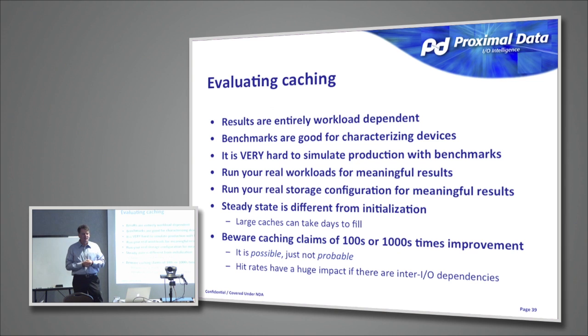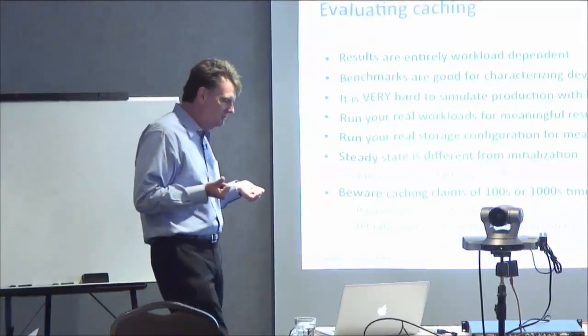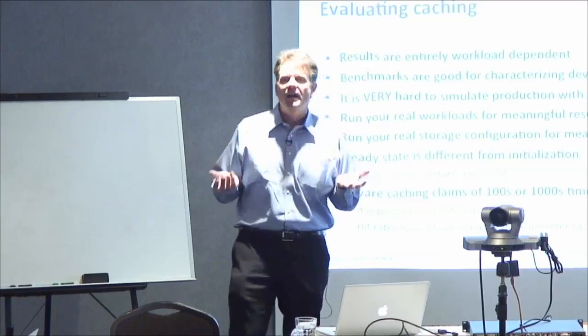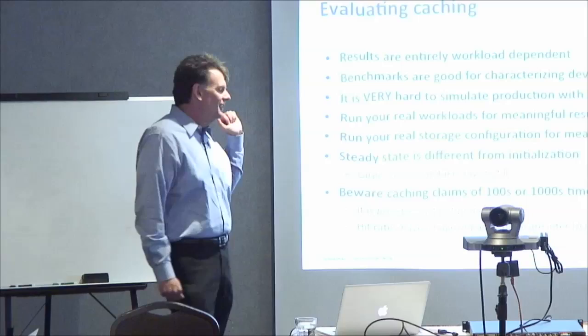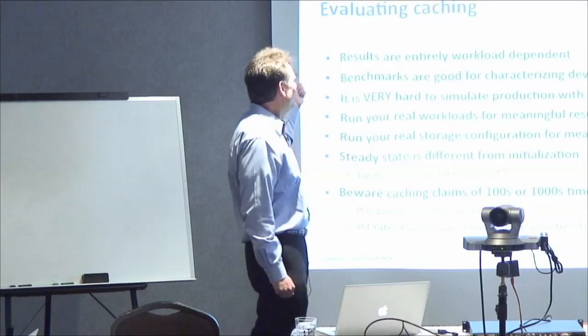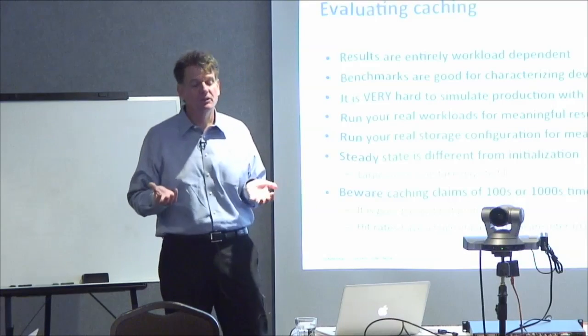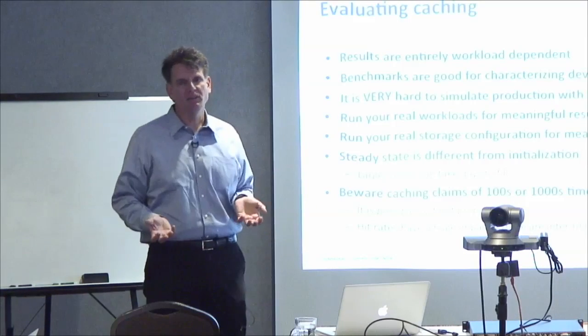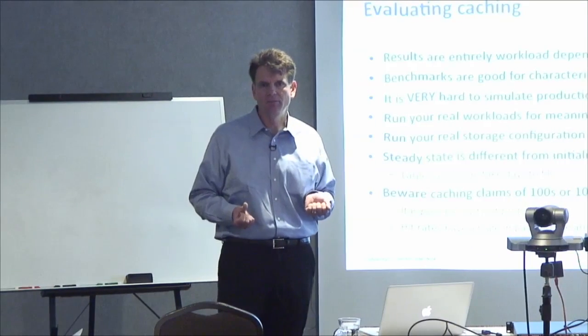I have like a little personal rant here, and that's how do you make sense of all the different claims in the world for competing products here? And this is really my view on what people should be looking at when they're evaluating caching. First and foremost, caching is all about probability. And your results are going to vary, and they're entirely workload dependent, and no one can tell you beforehand what your results are going to be, right?